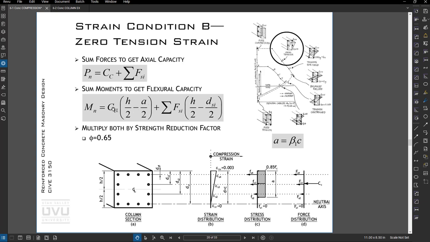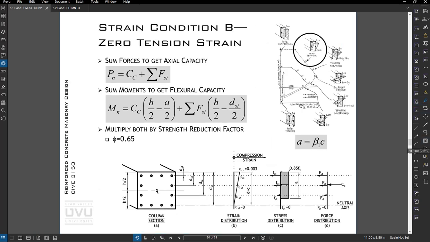Then we can also sum moments. So we have the compressive force times its distance to the center line. And then we have each steel force times its distance to the center line. We run those numbers, we'll get Mn, we'll get Pn, and then phi is 0.65 in this case. Just a little reminder that a is equal to beta 1 times c. Okay, so that's that portion.